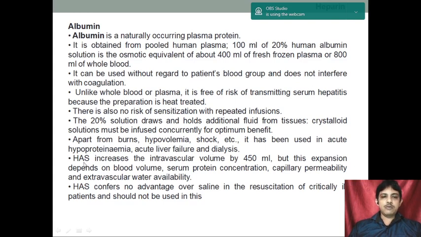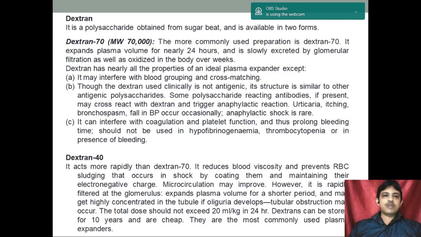Now, human albumin increases the intravascular volume by 450 ml, but this depends on the blood volume, serum protein concentration, capillary permeability, and extravascular fluid volume. They do not confer any advantage over saline in the respiration of the critically ill patient and should not be used in this. So, in the case of the critically ill patient, they may not be useful. So, this is about human albumin.